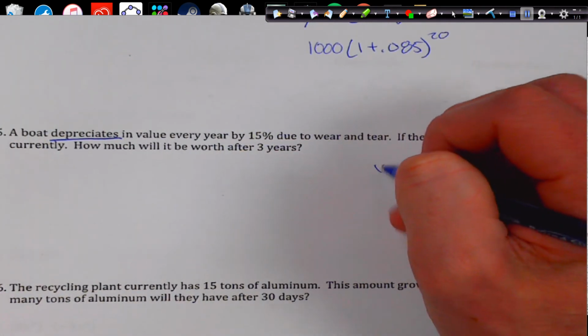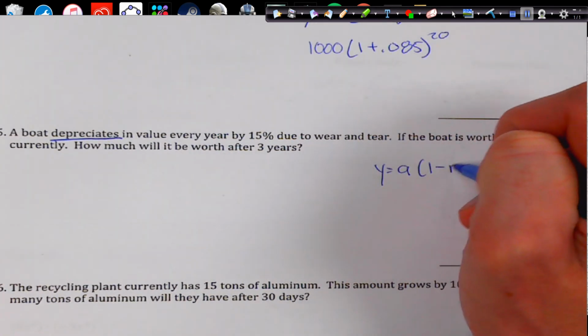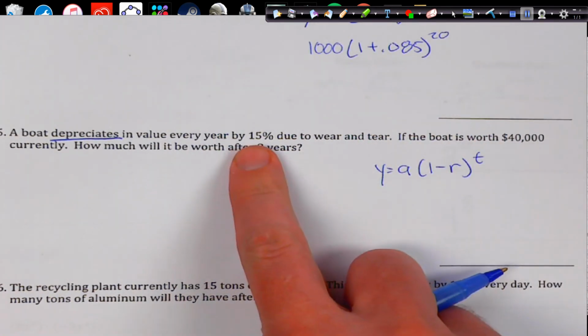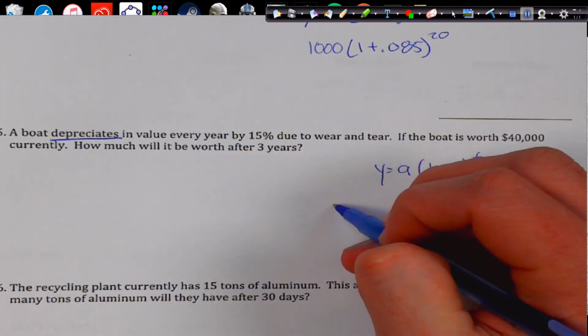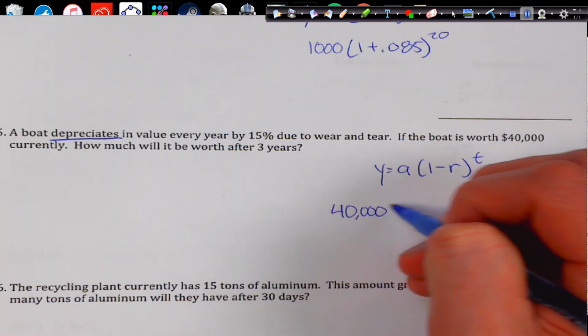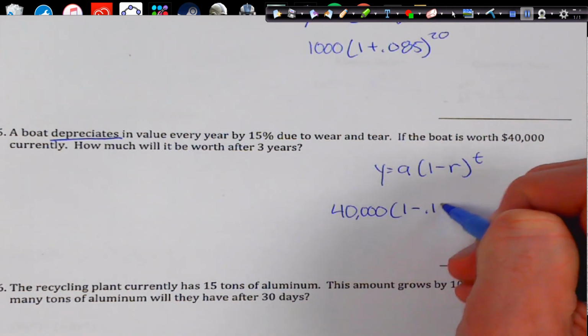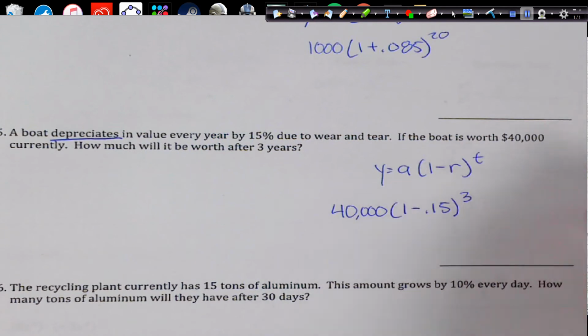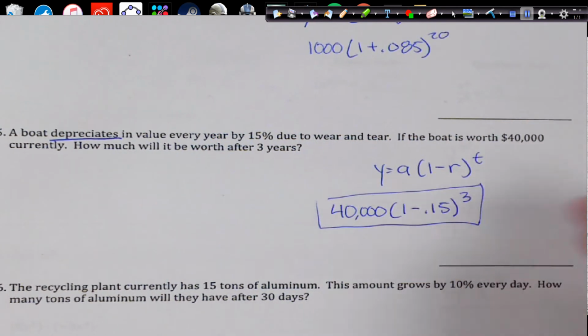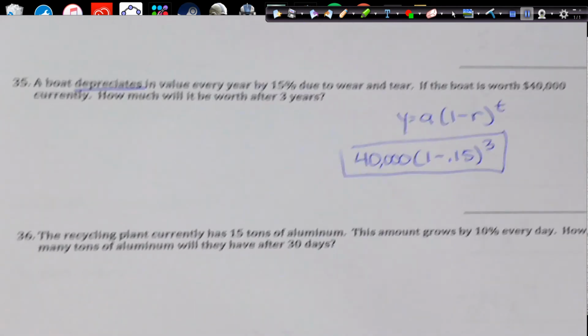So we're going to use y equals a 1 minus r raised to the t. So it's going to be 40,000 is what it's currently, times 1 minus 0.15 raised to 3. Again, I want you to plug that in your calculator and see if you can get the right answer.